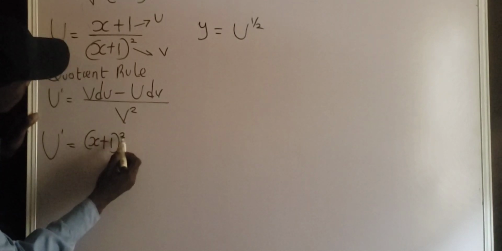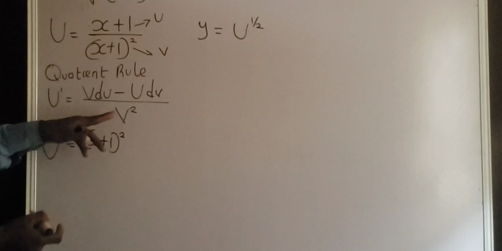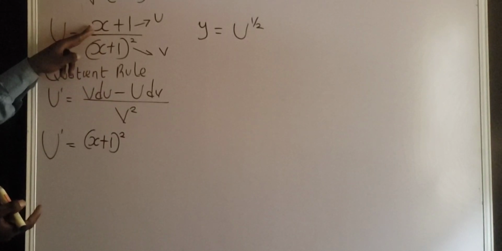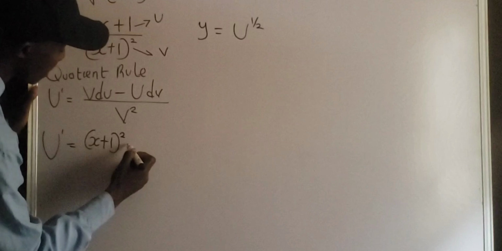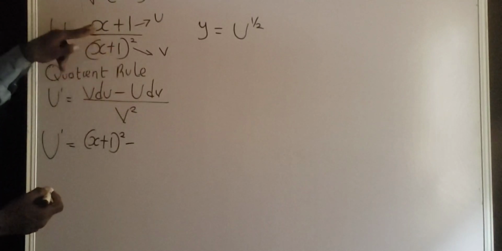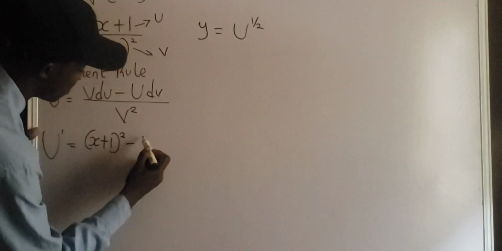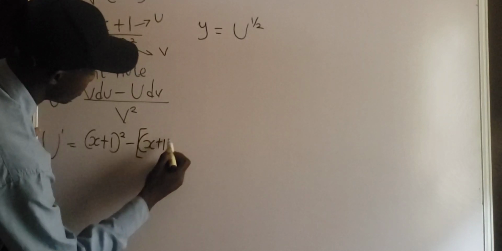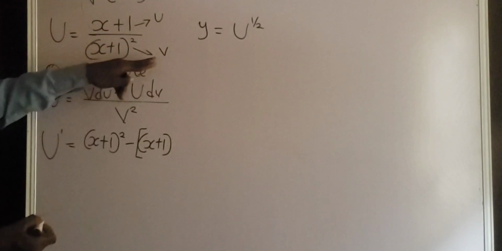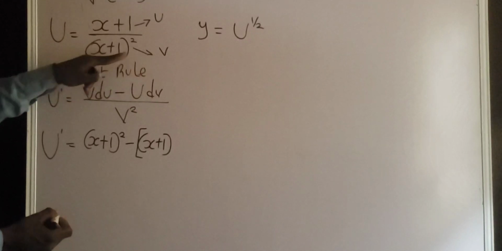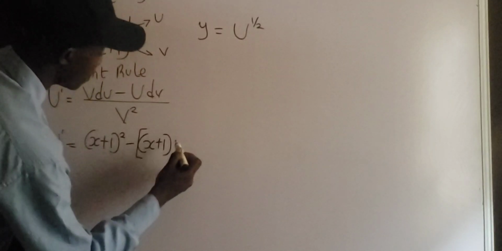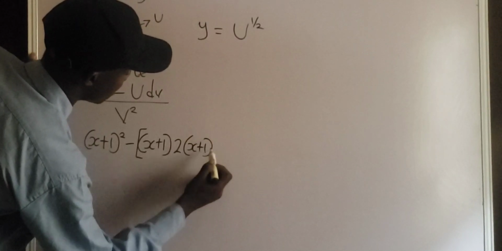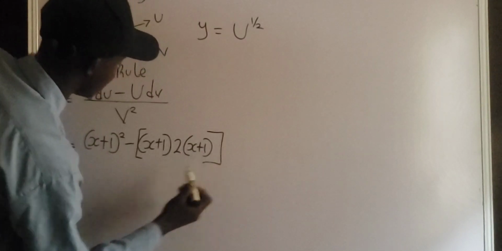raised to the power of 2 multiplied by the derivative of u. If you differentiate u using the power rule, you are going to get 1, so there is no need of writing that. Minus u. U is x plus 1, so I'm going to have minus x plus 1 multiplied by the derivative of v. The derivative of x plus 1 raised to the power of 2 is 2 into bracket x plus 1 multiplied by 1, so there is no need of writing that one.